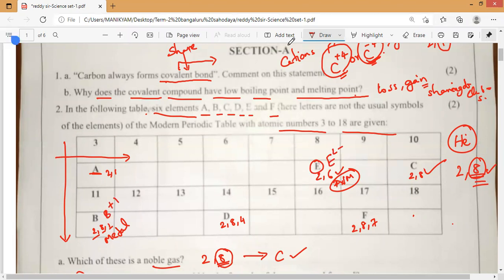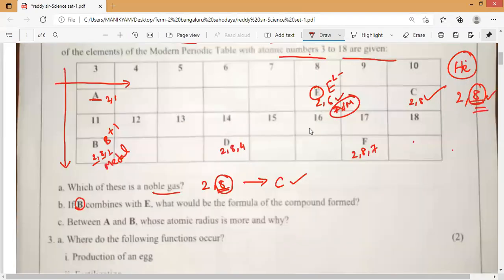Is it yes or no? At least open your mouth. You don't know that also. So you can combine. B is having 1 electron extra and E needs 2 electrons. So if you combine these two, what is going to come, guys? B2E, we can say. Is it yes? Everybody, will you accept this?